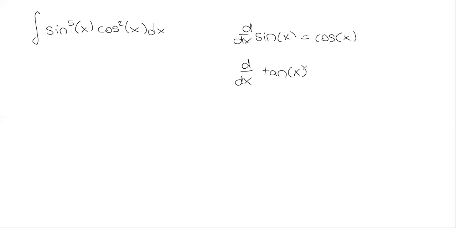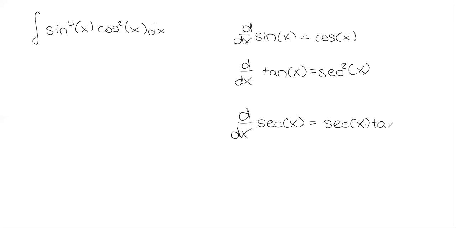The derivative of tangent of x is secant squared of x. So that means that the derivative of cotangent would be negative cosecant squared of x. And then the derivative of secant of x would be secant of x times tangent of x. And because we know what the derivative of secant is, we also know that the derivative of cosecant is going to be negative cosecant of x times cotangent of x. So if you know these three, you know the other three as well.